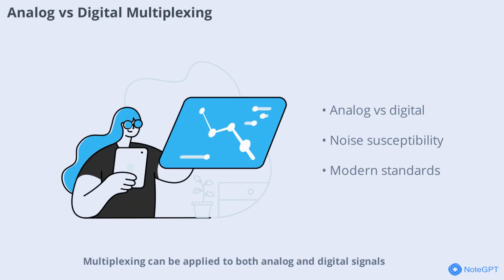Multiplexing can be applied to both analog and digital signals, but the techniques and challenges differ. Analog multiplexing like FDM is more susceptible to noise and interference, while digital multiplexing such as TDM offers better error correction and signal integrity. As digital technology has advanced, digital multiplexing has become the standard for most modern communication systems, providing higher capacity and reliability.